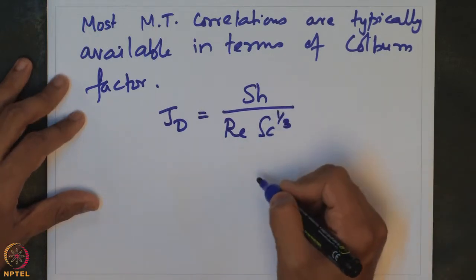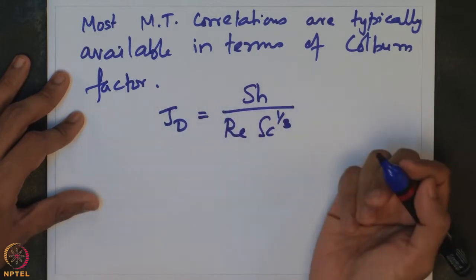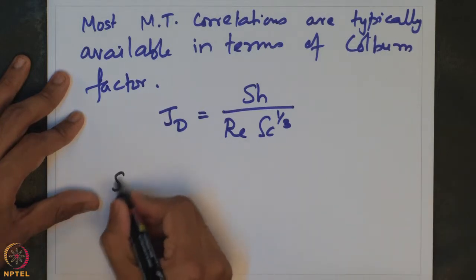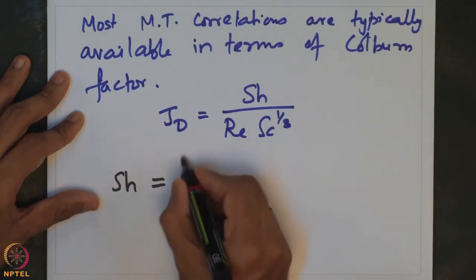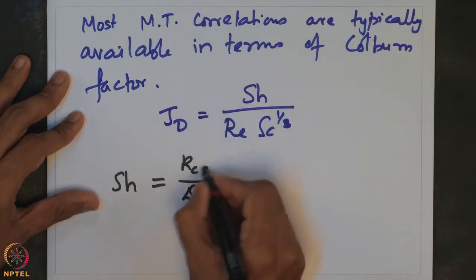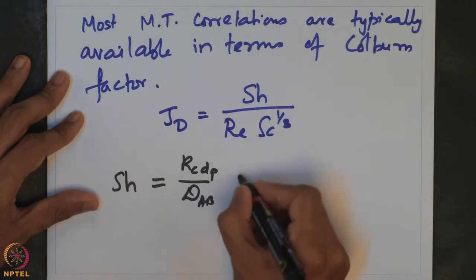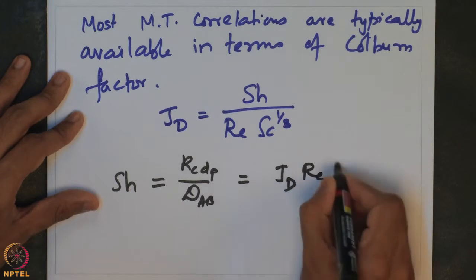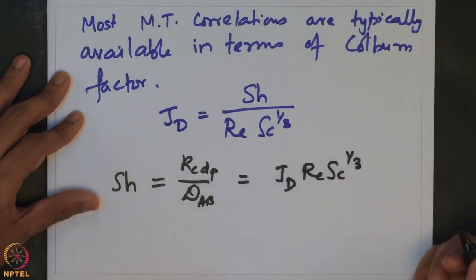So, instead of Thonis-Kramer, another way to estimate the mass transport coefficient Kc is by estimating the Colburn factor. If we know the Colburn factor, then we can use this expression to find out the Sherwood number, which is essentially given by Kc divided by DAB into the particle diameter, and that is equal to JD into Re into Schmidt number to the power of 1 by 3.